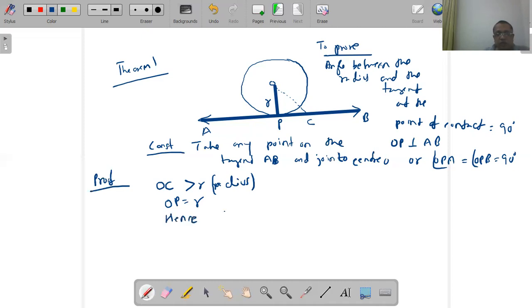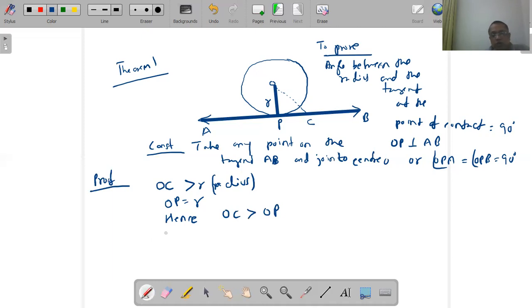Hence we can say that OC is definitely greater than OP. Now suppose I am taking any point on AB and joining it to the center O, that will obviously be greater than OP. So OP is the shortest possible distance from O to the tangent AB.